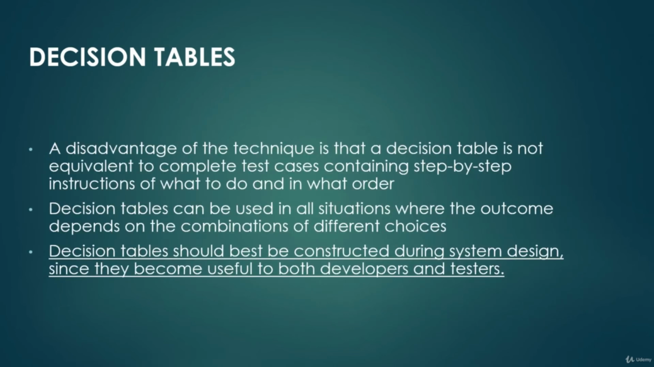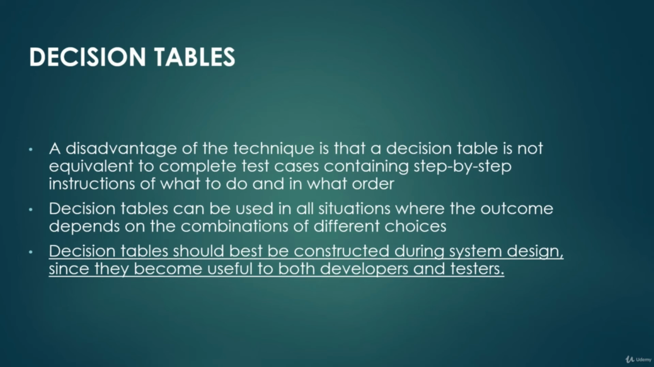There are, of course, some disadvantages about decision tables. They don't equalize the complete test case scenario. So if you don't know what it is, the decision table can look very confusing. You just open something and you're like, okay, I don't know what's the head or tail of this. What do I do with this? How do I test this?